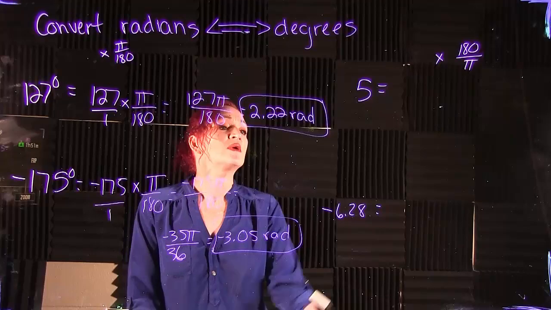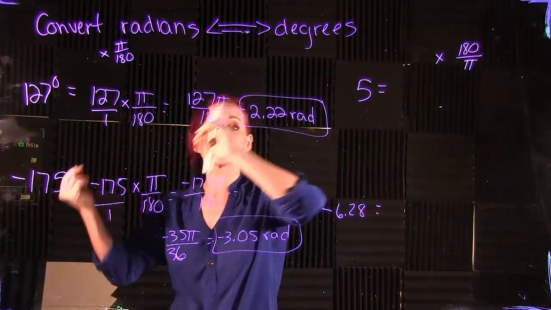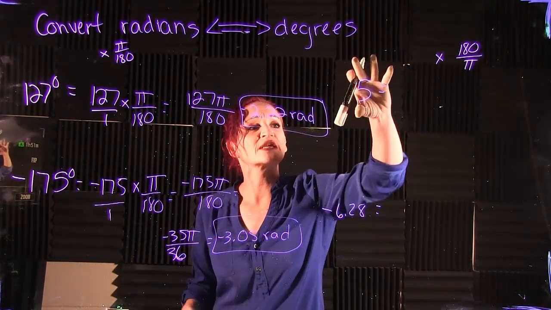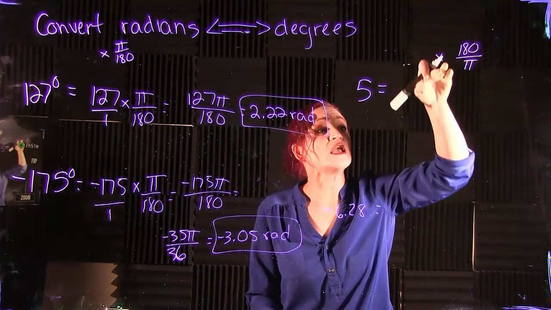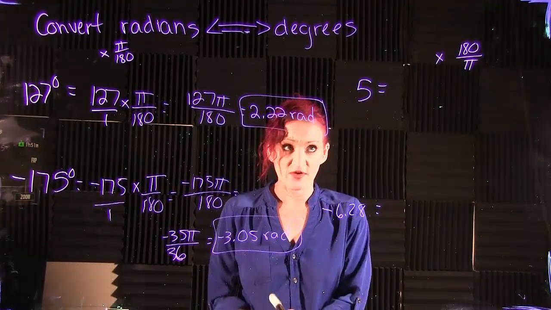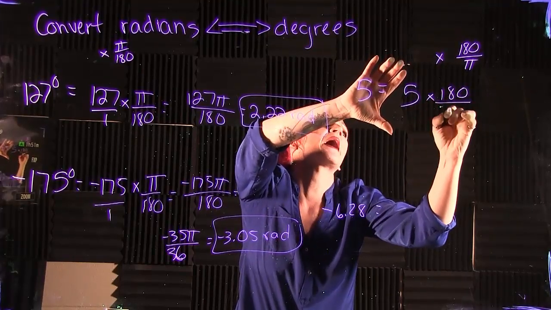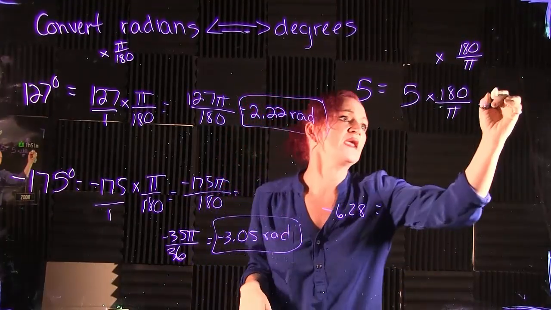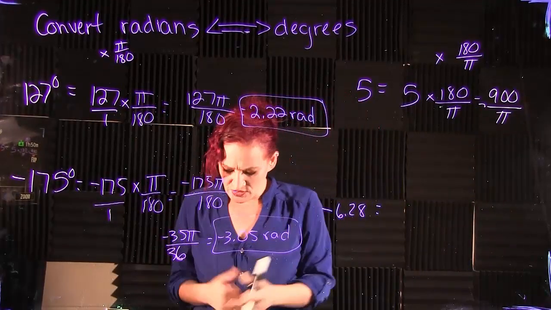Now, if we are given a measure that's in radians that we want to convert to degree mode, so from radians to degrees, you're going to take your given radian measurement and multiply that by 180 over pi. For this first example, I'm given 5 radians. I want to convert this to degrees. So I'm going to take that 5 and multiply it by 180 over pi. So 5 times 180 gives us 900, which is giving us 900 over pi.